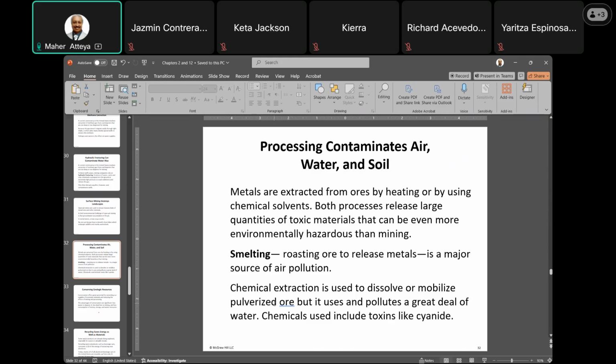Okay, good. Chemical extraction is used to dissolve or mobilize pulverized minerals, but it pollutes, as we say, the water reservoir when they seep into it. And they give even toxins such as cyanide seeping into the water reservoir.